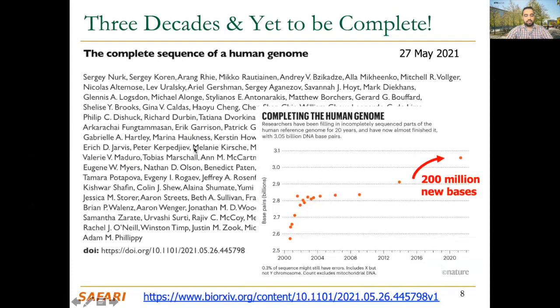And last year, we had a paper coming from a huge group of people who tried to do the assembly in a very efficient way using new sequencing technology. Because of the sequencing technology alone, we were able to get this new, let's call it, complete version of the human genome. The contribution of this work was around 200 million new bases that we didn't know at that time.